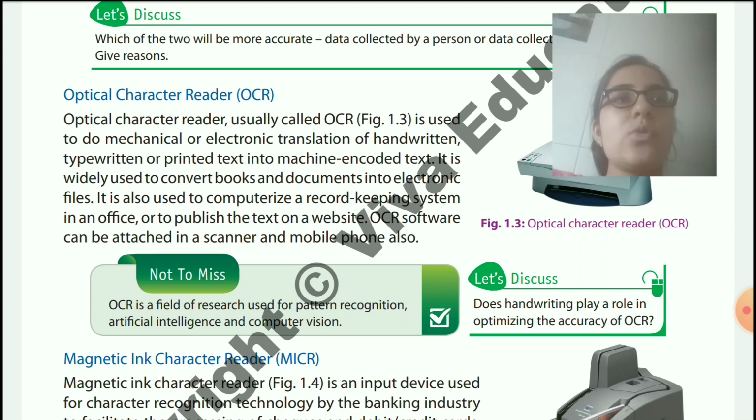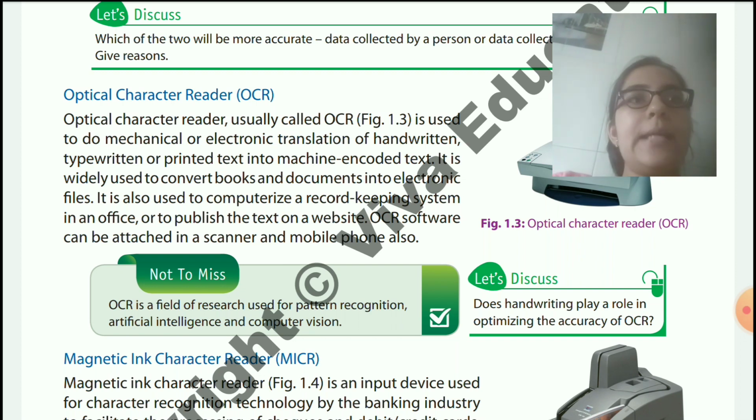It is widely used to convert books and documents into electronic files. It will convert textbooks. For example, this PDF file we are using now is possible using OCR. It means all the books and documents will be converted into electronic files, which we can use on the PC or on mobile phones. It is also used to computerize a record keeping system in an office or to publish text on a website. OCR software can be attached to a scanner and to the mobile phone also.